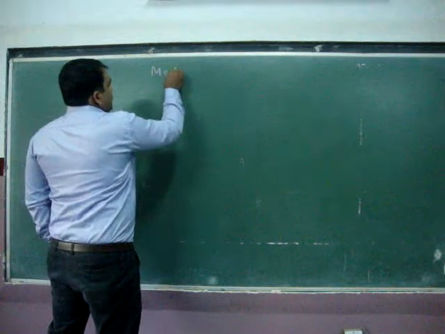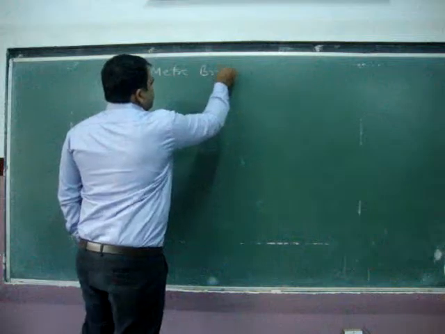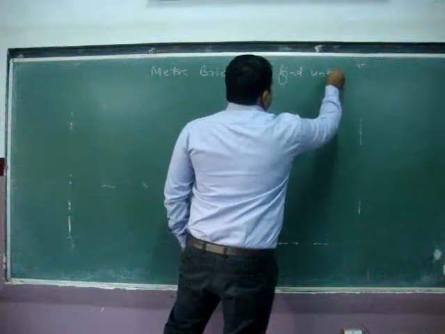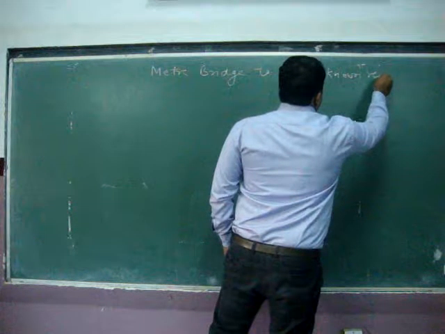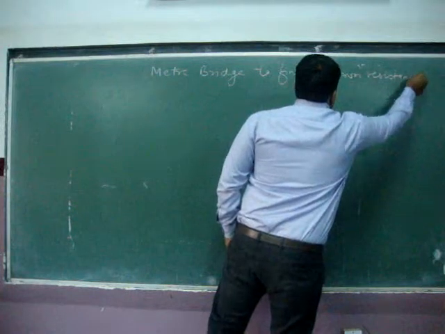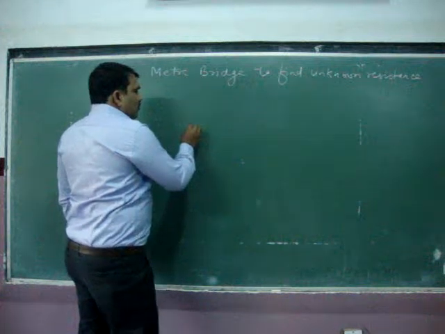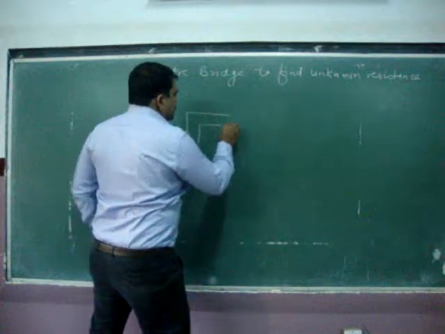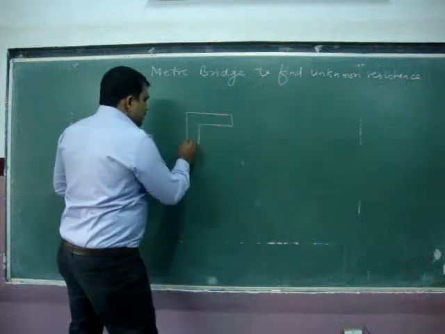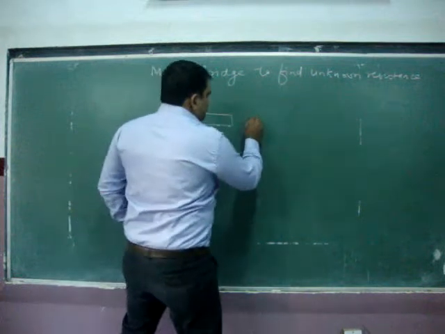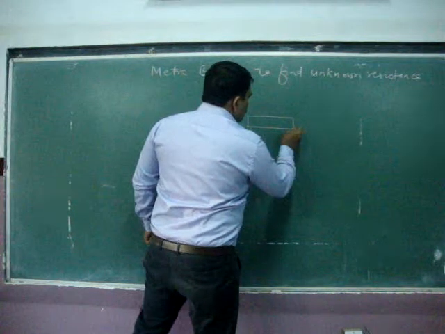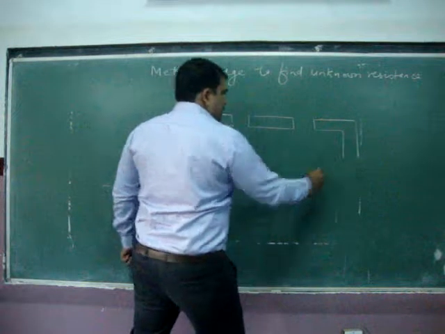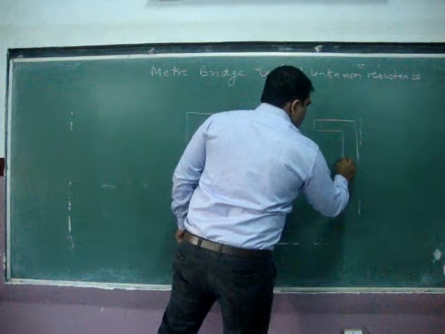Meter bridge to find unknown resistance. To draw this, first of all we will draw three strips. You can draw them like this. Strip number 1, these are thick copper strips. Strip number 2, then strip number 3. These are three copper strips. You can draw like this.